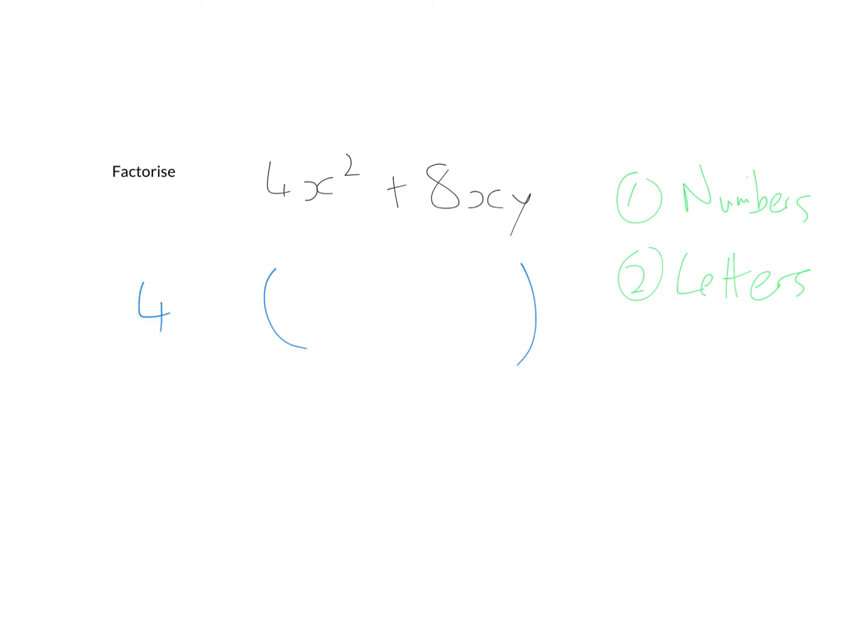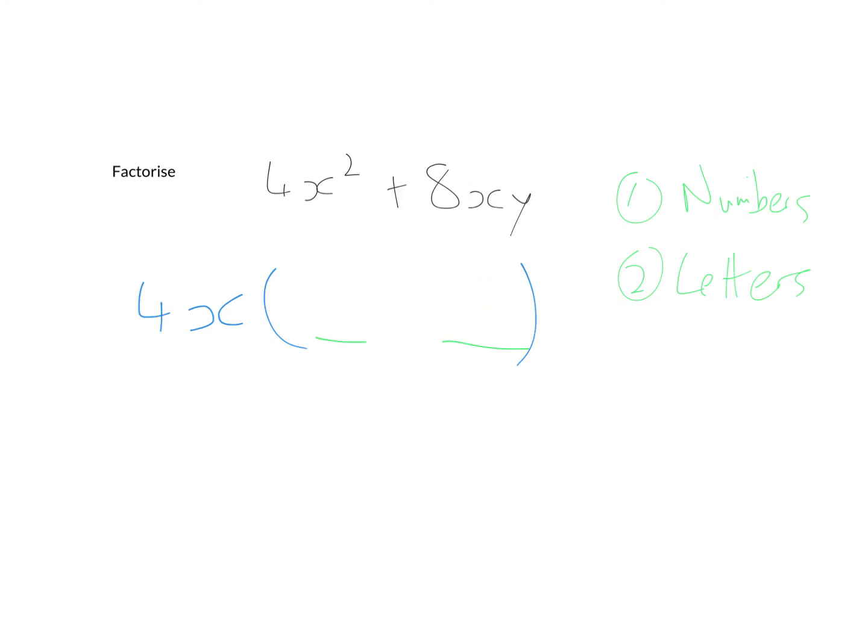You can also look at what letters divide into both of them. And if we think about that, x is going to be a factor for each one, because there's an x here in our 4x squared and there's an x in our 8xy. So on the outside we're going to have 4x. Again, we're going to have two terms on the inside. One that corresponds to our 4x squared and one that corresponds to our 8xy.